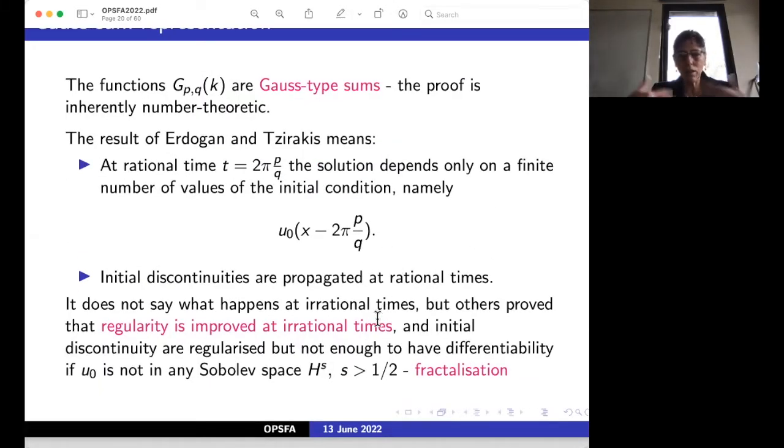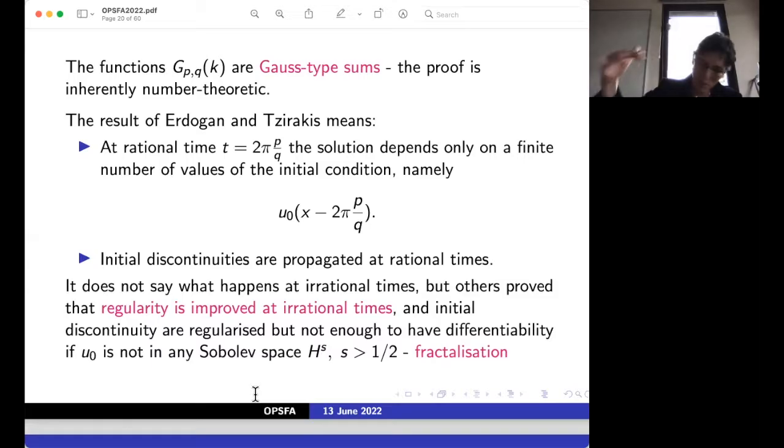Actually, you can use their approach, and they proved also, to express how these initial discontinuities are propagated at irrational times. It does not say what happens at irrational times, because it's only valid at these rational times, but there is a rather more technical and seriously analytical literature where proofs of the regularity improvement at irrational times are given, quite exactly, and even the fractal dimension of the shape of the solution at irrational time can be evaluated.